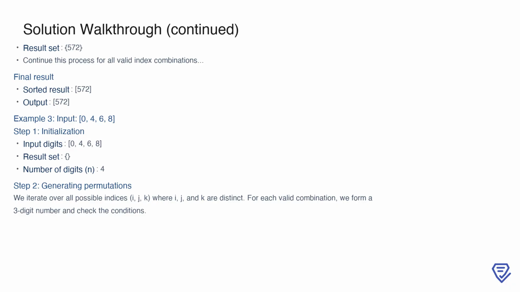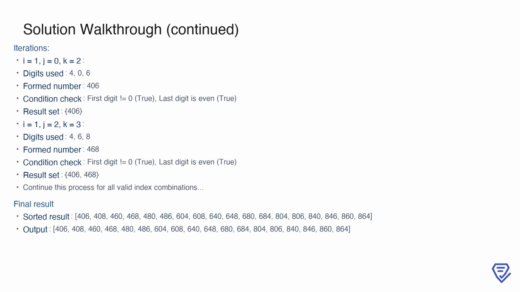We proceed to generate permutations by iterating over all valid index combinations. For each formed number, we verify that the first digit is not 0 and that the last digit is even. For the first valid combination in this example, where i equals 1, j equals 0, and k equals 2, the digits used are 4, 0, and 6, forming the number 406. Both conditions are satisfied here, so 406 is added to the result set.